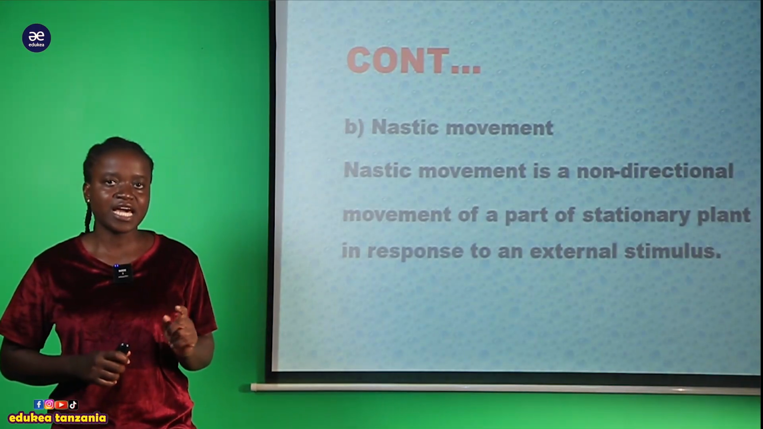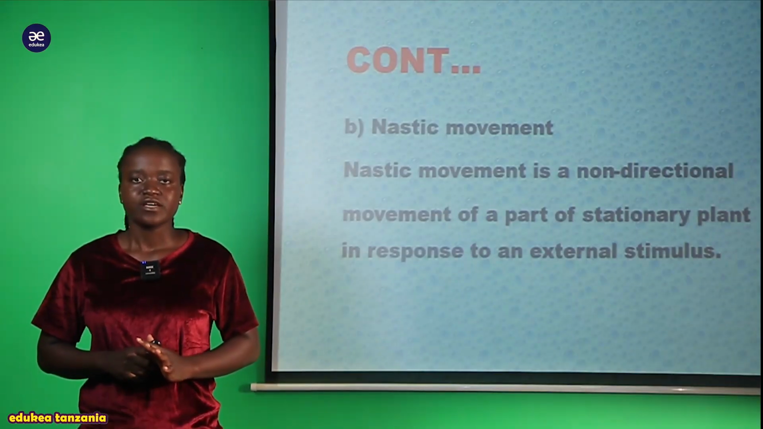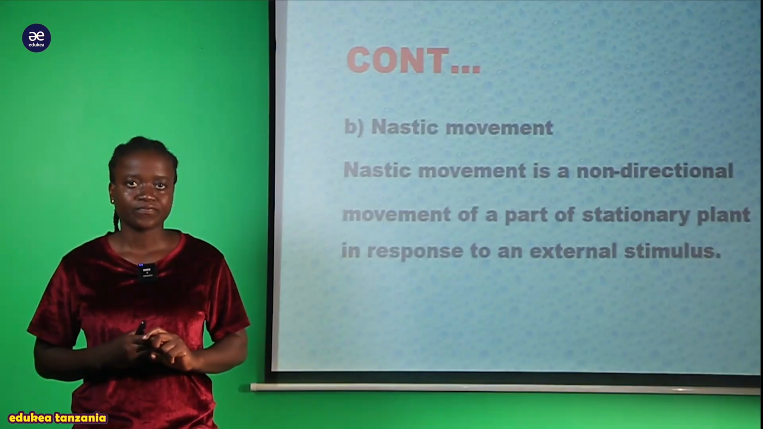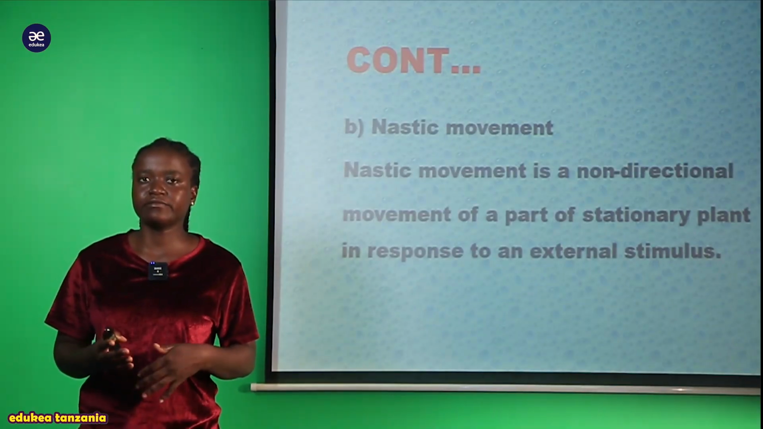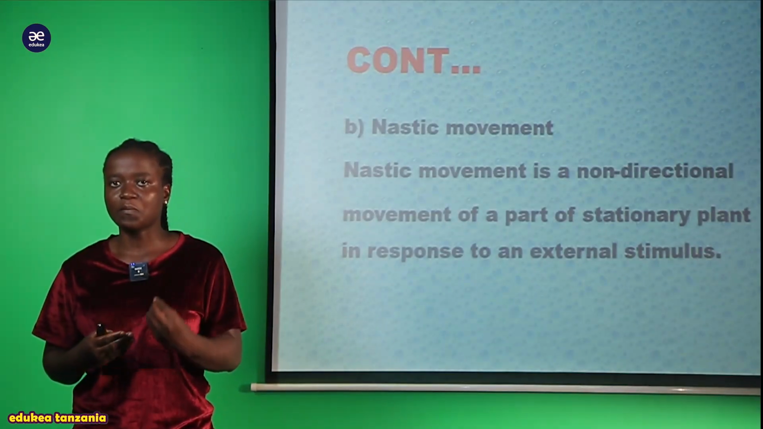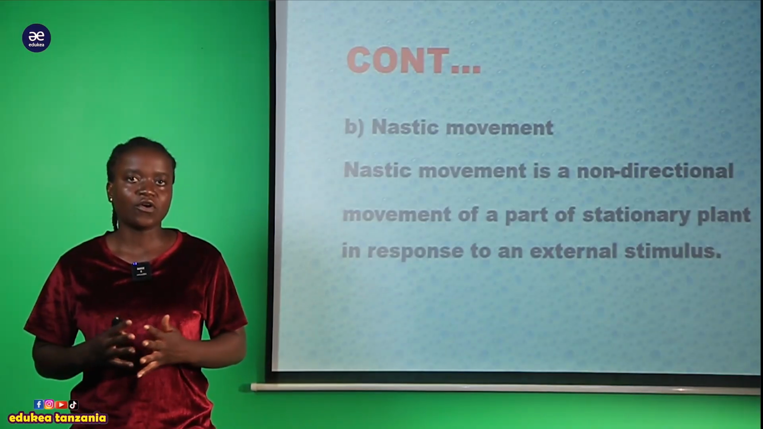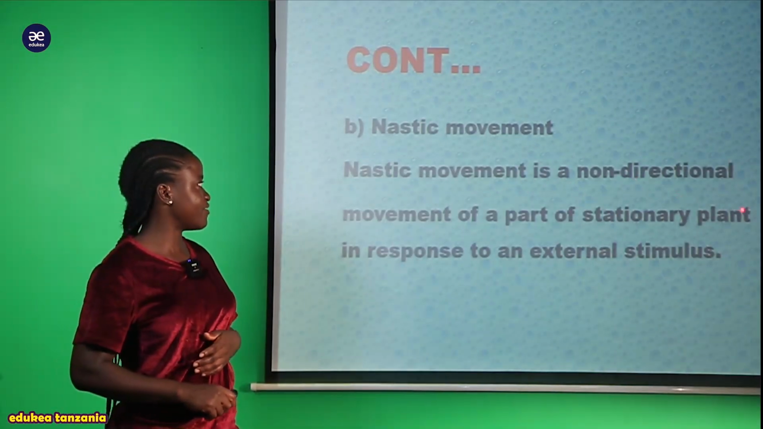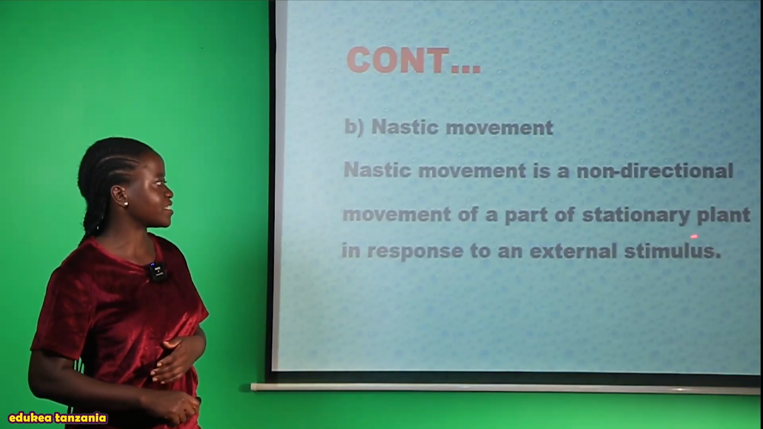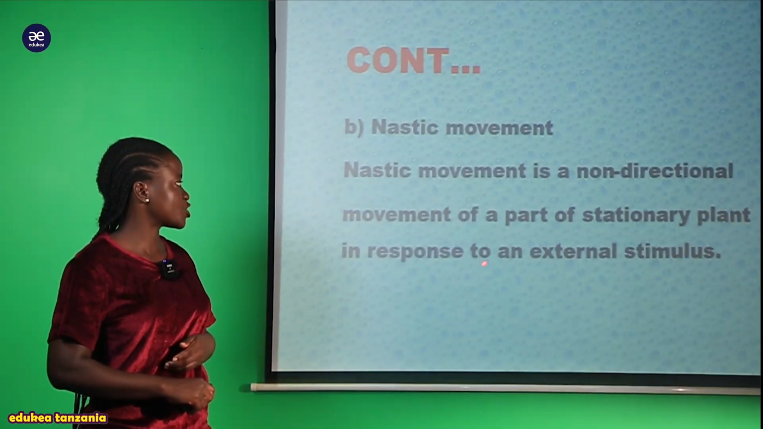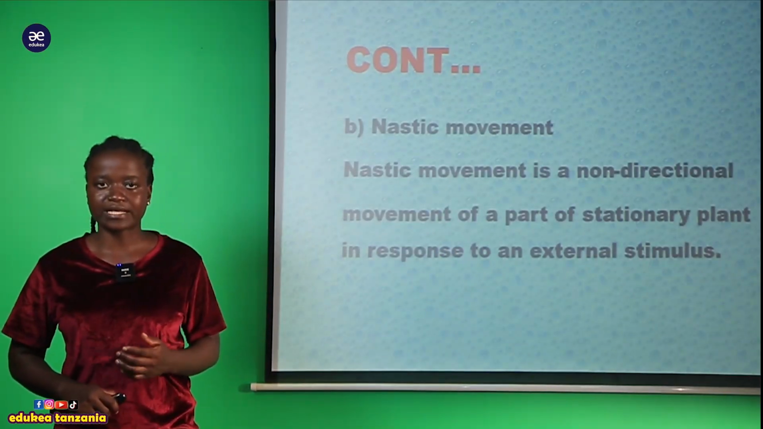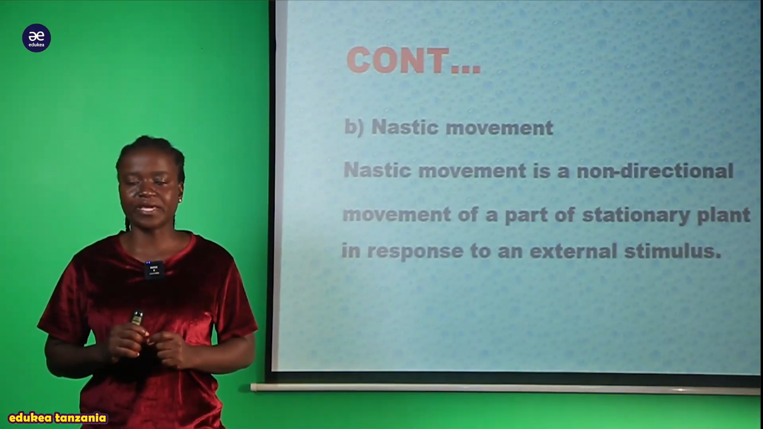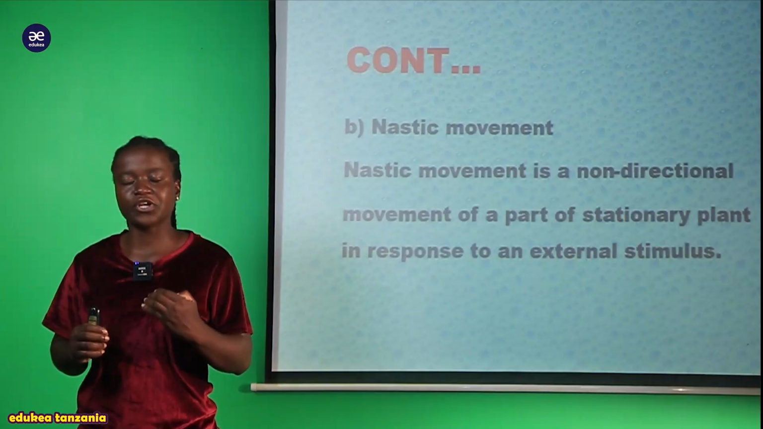That is B. A, we have already covered. Now we have to know what this nastic movement is and what kind of organism possesses this kind of movement. The nastic movement is a non-directional movement of a part of a stationary plant in response to an external stimulus. It is a non-directional movement of a part of the body of a plant.